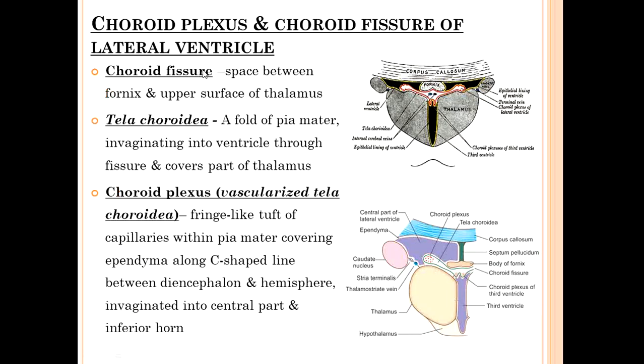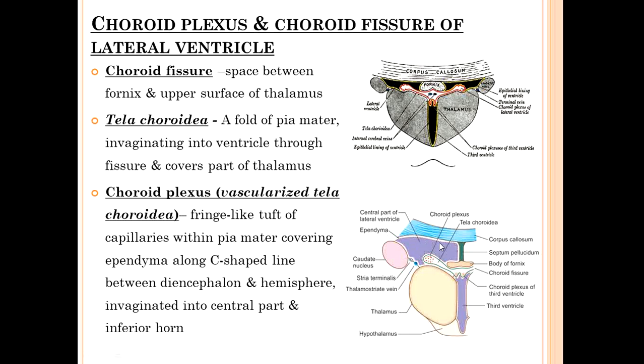Then the choroid plexus and choroid fissure of the lateral ventricle. So first thing, what is the choroid fissure? It is the space between the fornix and the upper surface of the thalamus. Here the space will be there, you can see this space. So this is the choroid fissure. What is tela choroidea? The tela choroidea is a fold of pia mater. You can see here a fold of pia mater which is invaginating into the ventricle. So this is the ventricle.